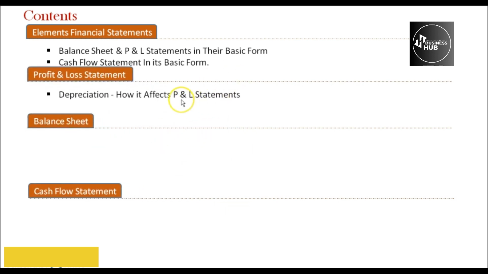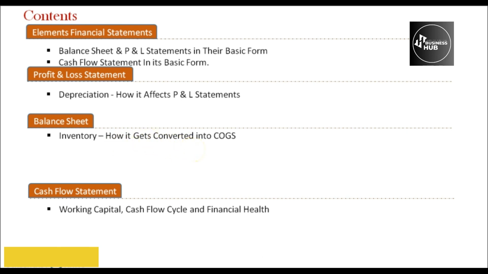The segment relevant to profit and loss statement basically talks about depreciation and how it affects P&L statement. The segment relevant to balance sheet talks about inventory and how it gets converted into COGS, whereas the segment relevant to cash flow statement talks about working capital, cash flow cycle, and overall financial health.